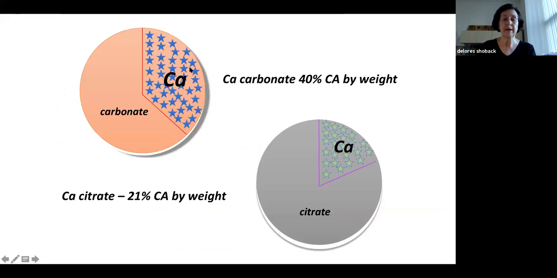And this is just another way to think about it. Here's your pill, and only 40% is calcium. The rest is carbonate, and same with the citrate, 21%. Okay, it's just a way to think about when your doctor says to you, how much calcium are you taking? You need to say, okay, elemental calcium, I'm taking 500 3 times a day.